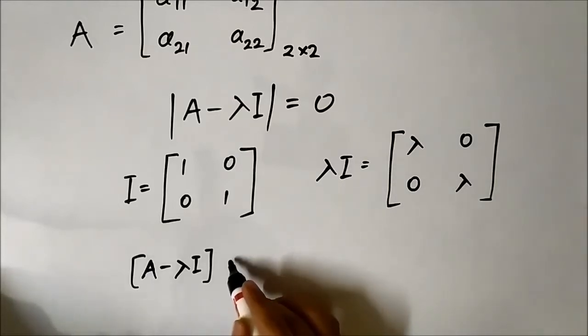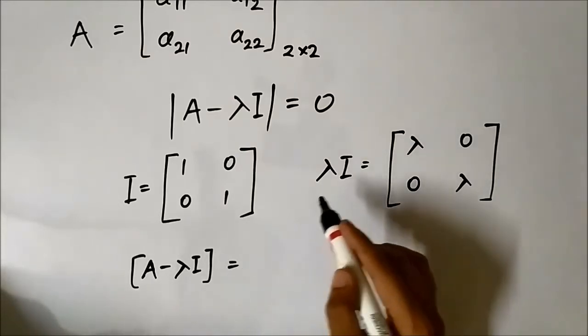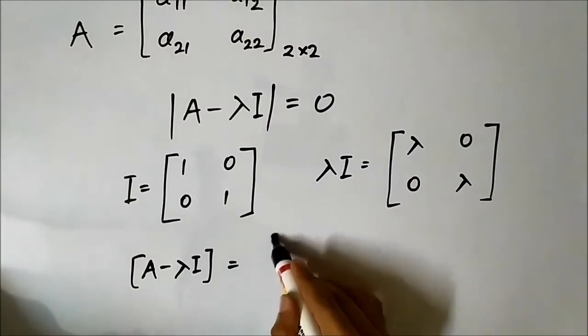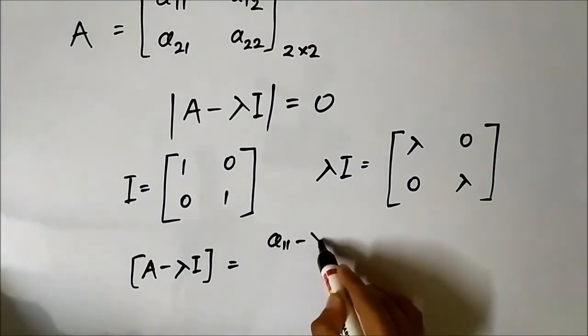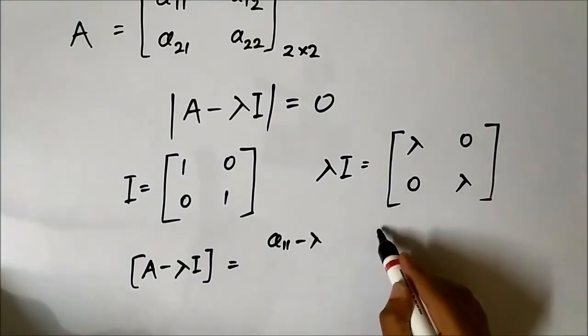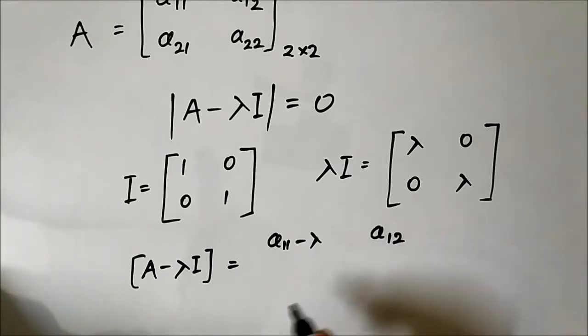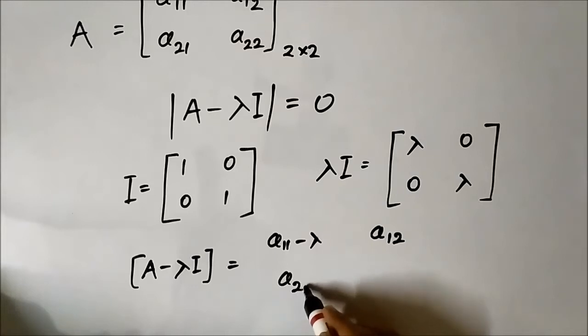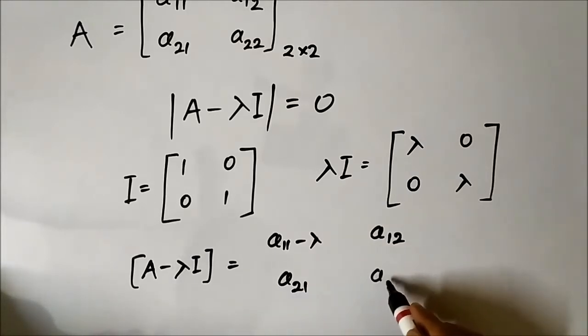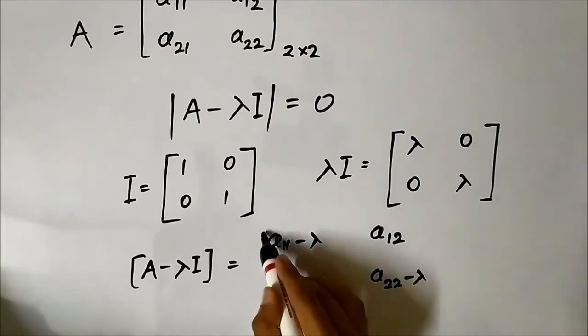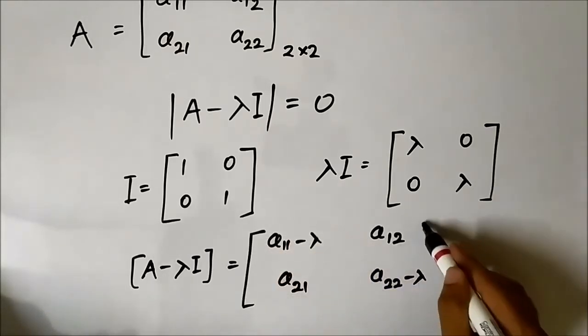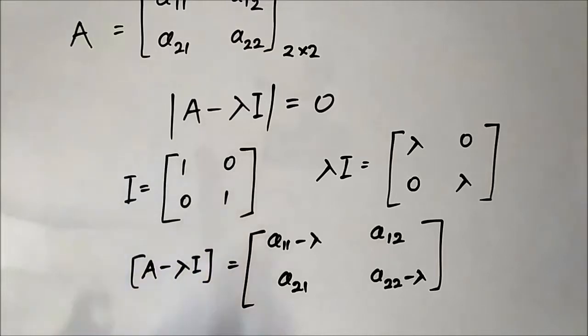Okay, so this will be this minus this, so it will be A11 minus lambda, A12, A21, A22 minus lambda. Now by calculating this determinant value, we will get the eigenvalues.